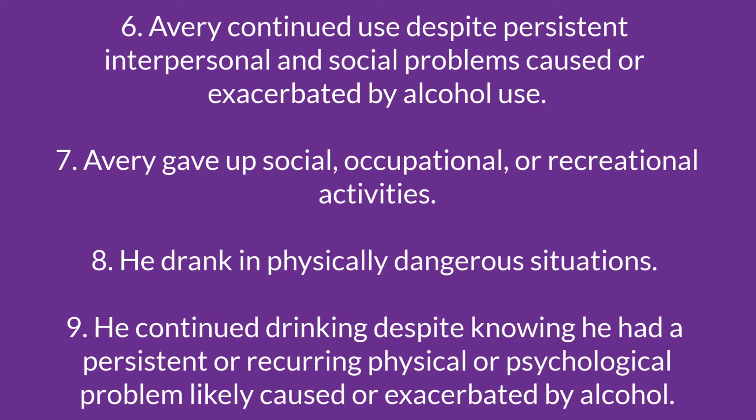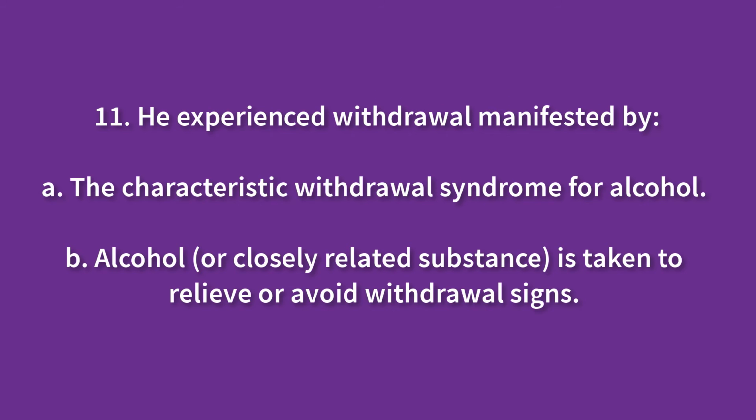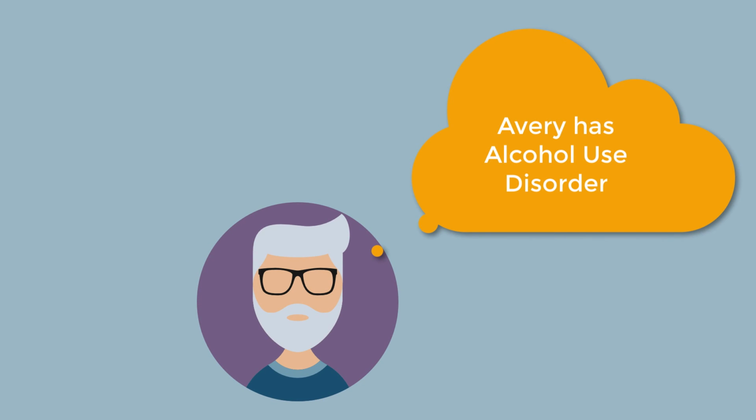Use despite persistent interpersonal and social problems caused or exacerbated by alcohol use. Avery gave up social, occupational, or recreational activities. He drank in physically dangerous situations. He continued drinking despite knowing he had a persistent and recurring physical or psychological problem likely caused or exacerbated by alcohol. He experienced tolerance defined by either a need for more alcohol to become intoxicated or a diminished effect when he consumed the same amounts. He experienced withdrawal manifested by A, the characteristic withdrawal syndrome for alcohol, or B, alcohol is taken to relieve or avoid withdrawal signs. Avery's therapist was able to determine that he has alcohol use disorder.